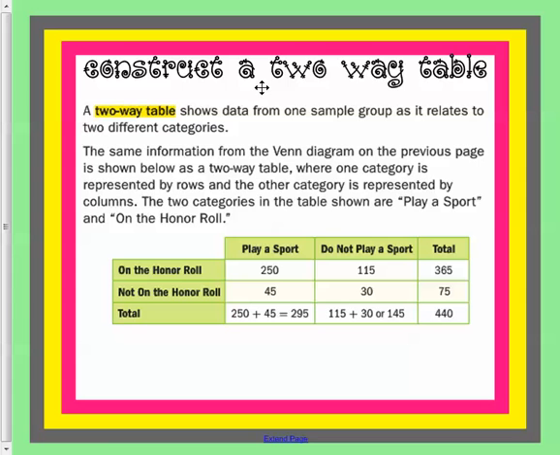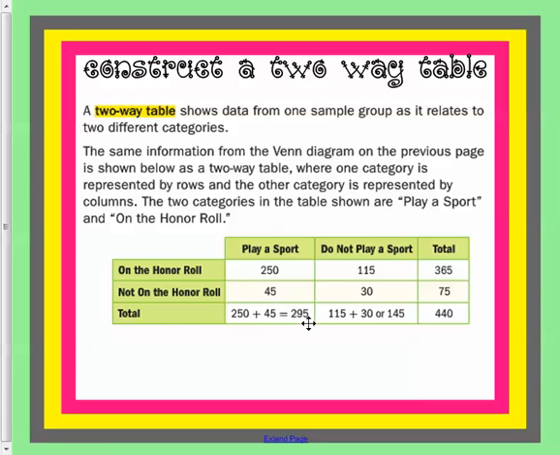Okay, so a two-way table also shows us the same information that we had in the Venn diagram. Students that play a sport and are on the honor roll are 250. Students that play a sport and are not on the honor roll are 45. Students that don't play a sport but are on the honor roll were 115, and students that were neither were 30.